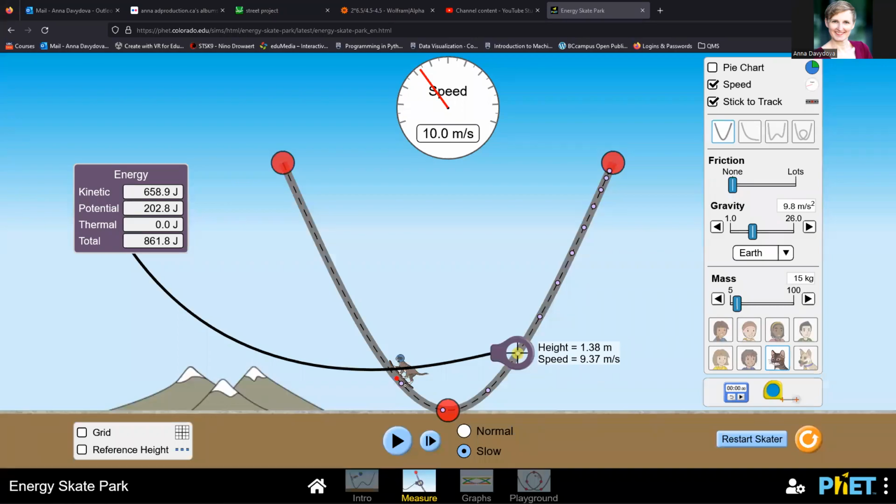This recording is for Physics 11, for the simulation that we did in class about Energy Skate Park. This simulation is from the University of Colorado, and it shows the distribution of kinetic, potential, and thermal energies in the energy skate park. From 4 options, we chose the tab that's called Measure right here.